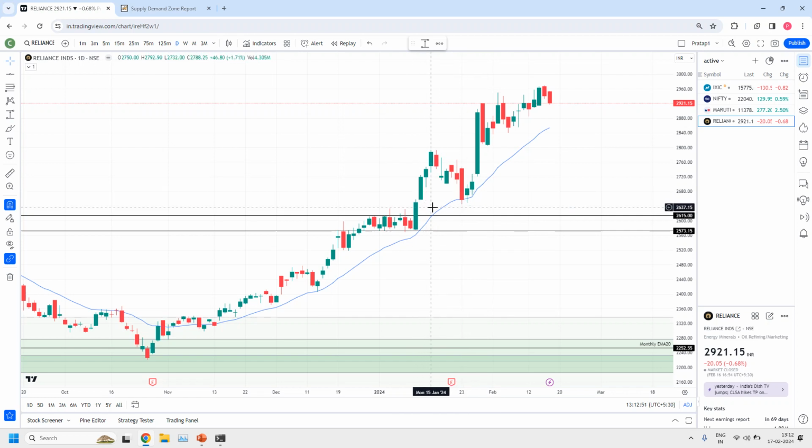Still you can go to a lower time frame, 75 minutes or 15 minutes. You check if there is any zone available within this area. Let me draw a daily zone for remembering purpose. This is the daily EMA.